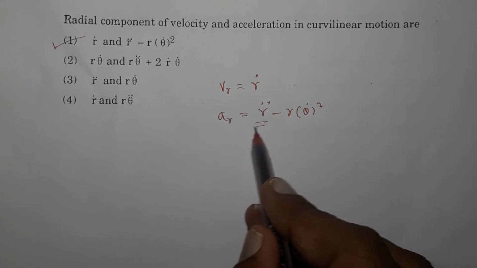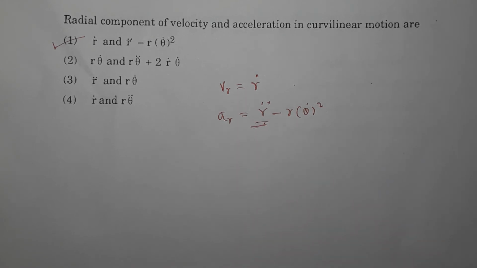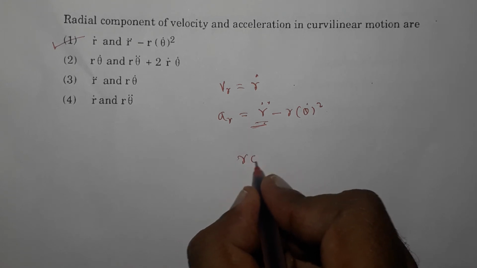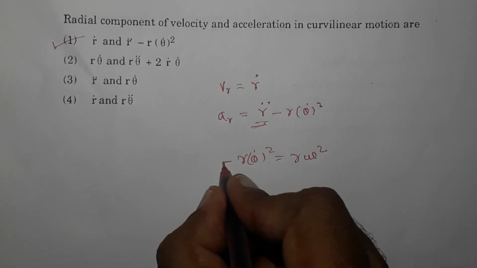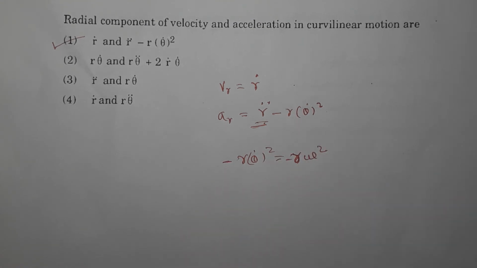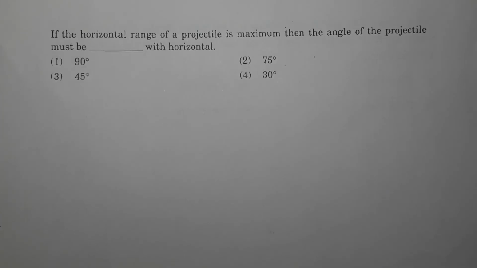In this, the first term r double dot is the rate of change of speed along the direction of r, meaning the radius vector, whereas the second term r into theta dot square is nothing but r into omega square. Now the negative sign is there, so it will be minus r into omega square. It is the centripetal acceleration directed towards the origin, which is necessary for rotation of vector r about the origin. Question number 9.